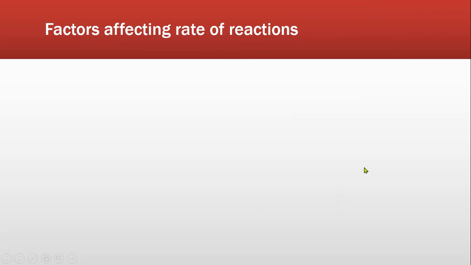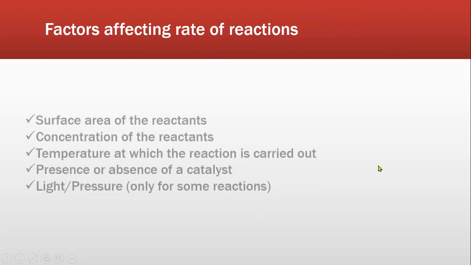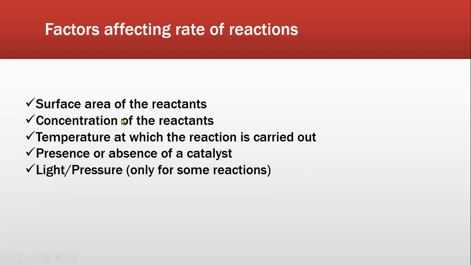So what factors affect the rate of reactions? We have surface area of the reactants, concentration of the reactants, temperature at which the reaction is carried out, presence or absence of a catalyst, and light or pressure, but that is only for certain reactions.